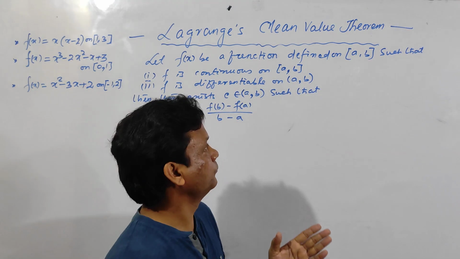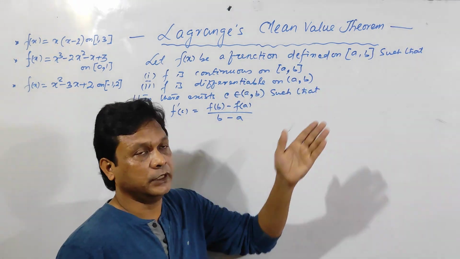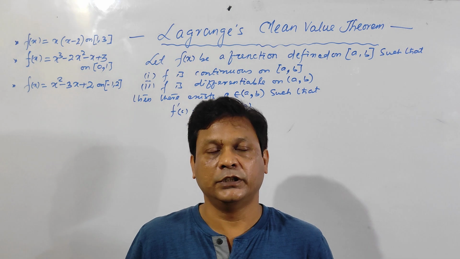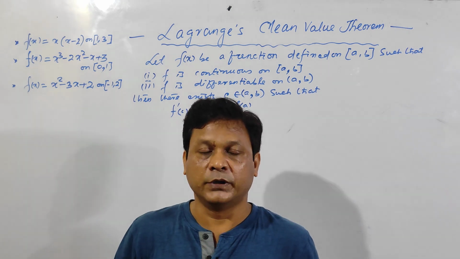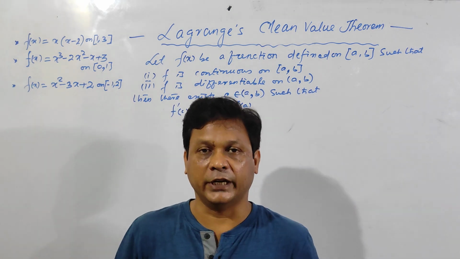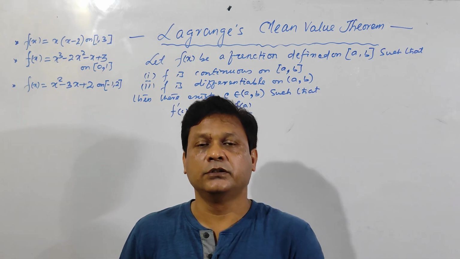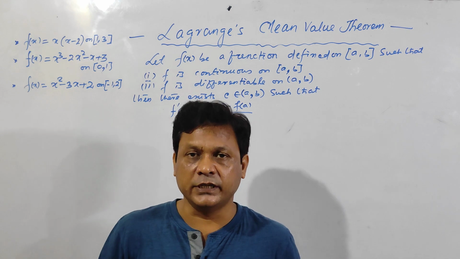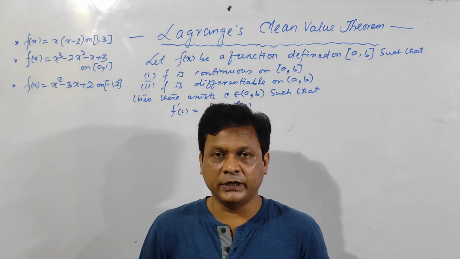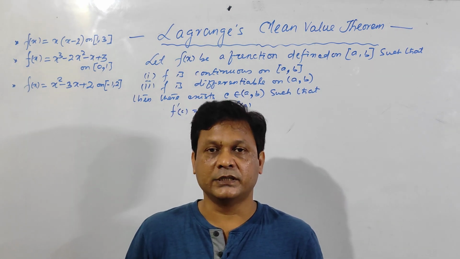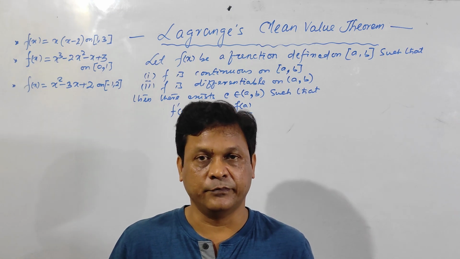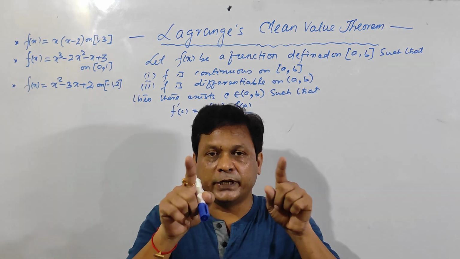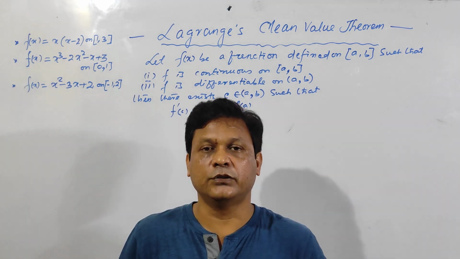Okay, see here. I am recalling Rolle's theorem. Let f be a function on the closed interval [a, b] such that f is continuous on the closed interval [a, b], f is differentiable on the open interval (a, b), and the third point was f(a) is equal to f(b). Then there exists a real number c in the open interval (a, b) such that f'(c) = 0.